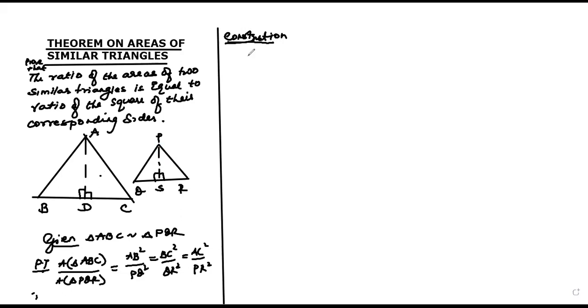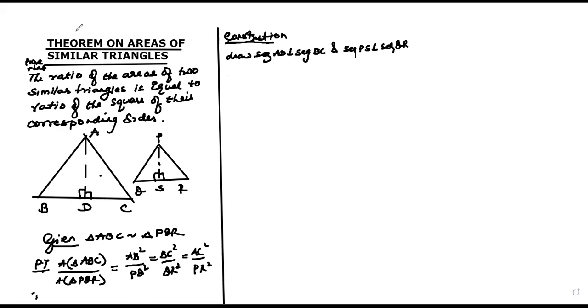Why did I construct the height? Because the heights help us identify the base. Now I know BC is the base, AD is the height; QR is the base, PS is the height. So my property applies. Construction: draw segment AD perpendicular to segment BC, and PS perpendicular to segment QR.